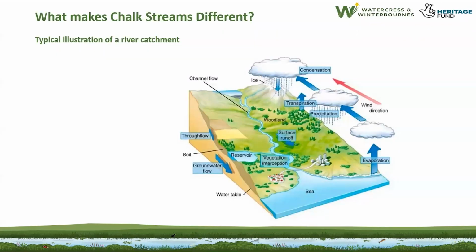So this is a fairly typical cartoon that you get to explain the hydrological cycle and how rivers work in less chalky catchments than ours. So you can see that a lot of it is based on things like what we call surface runoff. Obviously, the water cycle here, you can see that we have evaporation and transpiration coming from the ground up into the sky, and then we get the rain coming down and falling onto the land.